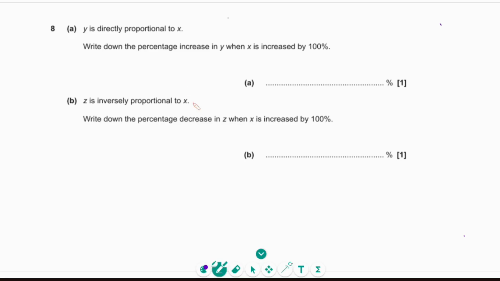Y is directly proportional to x, which means y is k times x. With direct proportionality, if one variable increases, the other variable increases by the same amount, by k. K has to be the same. Write down the percentage increase in y when x is increased by 100%. If something's increased by 100%, it's doubled. So it's like saying y equals 2x, which would mean y is doubled, which would also be an increase of 100%.